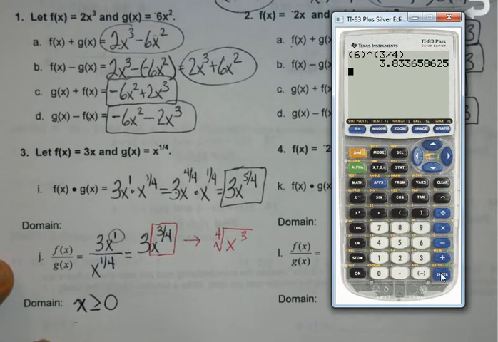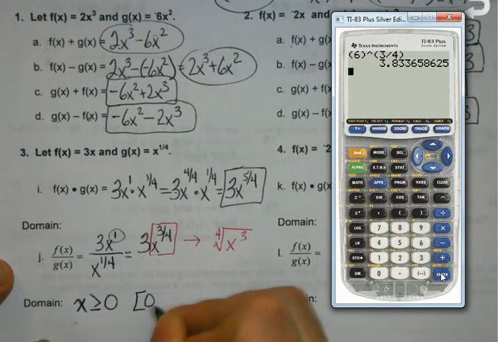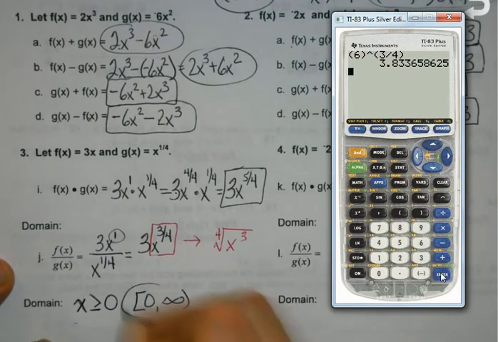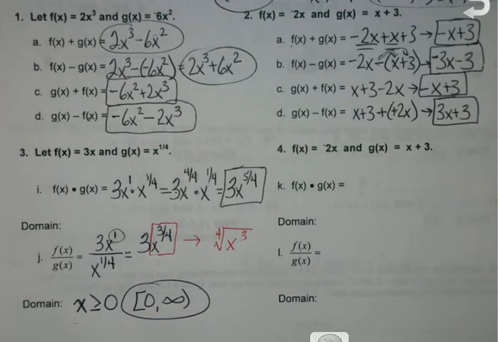So if that's true, how would I write that in interval notation? 0 to infinity using the bracket. And we're set. So there is some thinking, especially when you get to those problems where you're trying to divide through. Just making sure that you're covering your bases.